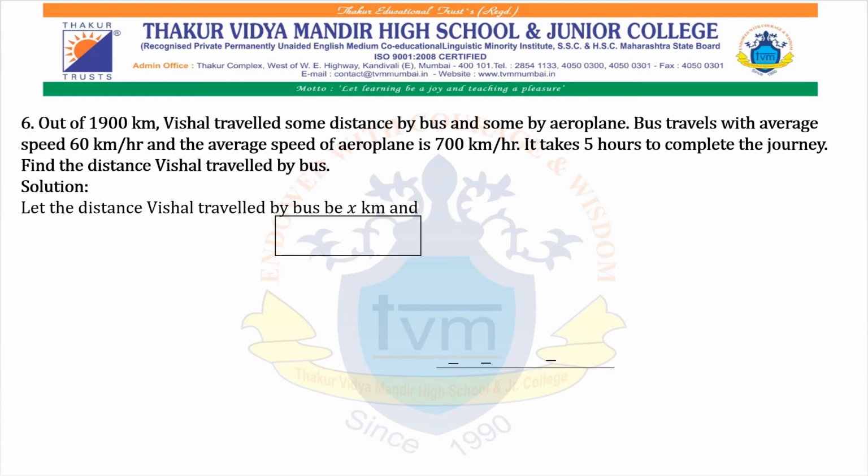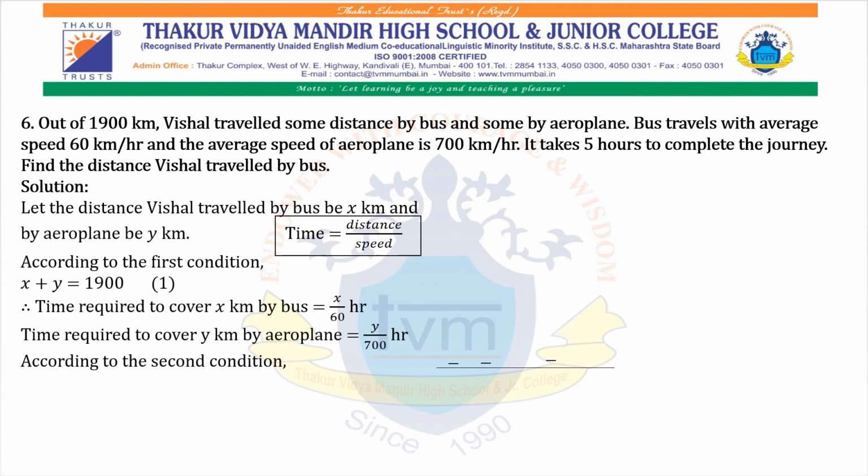Let's see question number 6. Out of 1900 kilometers, Vishal traveled some distance by bus and some by aeroplane. Bus travels with an average speed of 60 kilometers per hour and the average speed of aeroplane is 700 kilometers per hour. It takes 5 hours to complete the journey. So find the distance Vishal traveled by bus. So let's see the solution.